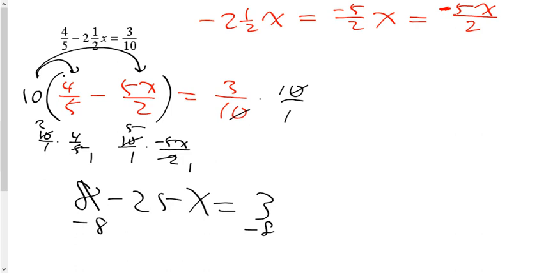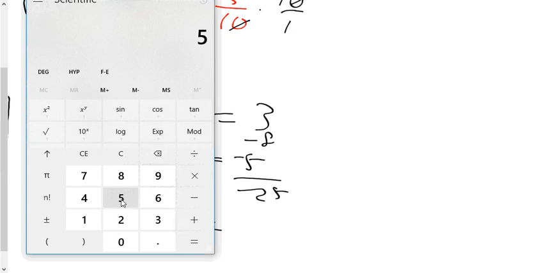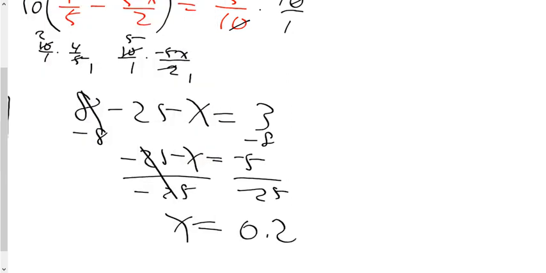acknowledge your constant, get rid of it. Negative 25x equals negative 5. Divide both sides by negative 25. And x will equal... 5 divided by 25 is 0.2, so positive 0.2.